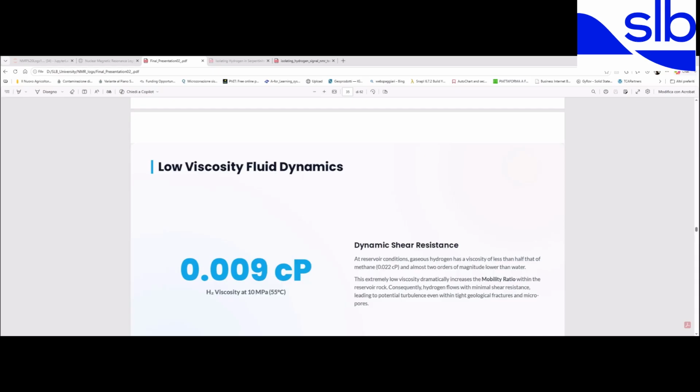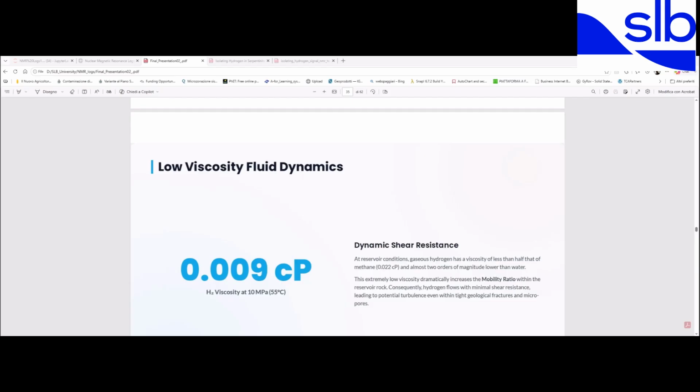You have the viscosity at 10 megapascal pressure, which is around the pressure you are able to record at 1 kilometer. At reservoir conditions, gaseous hydrogen has a viscosity of less than half that of methane, and almost 2 orders of magnitude lower than water. So the extremely low viscosity increases the mobility ratio within the reservoir rocks.